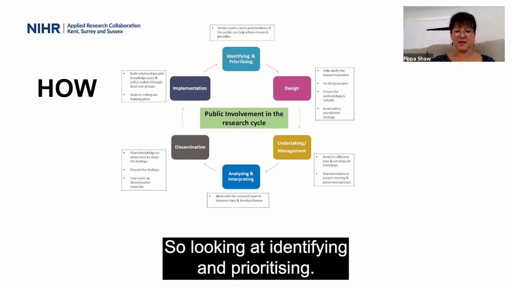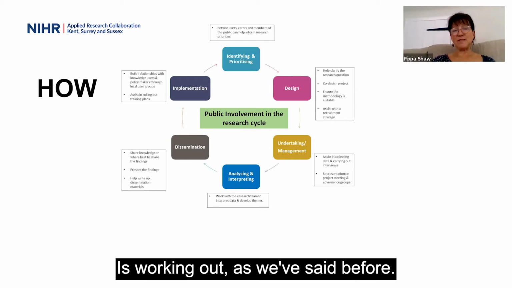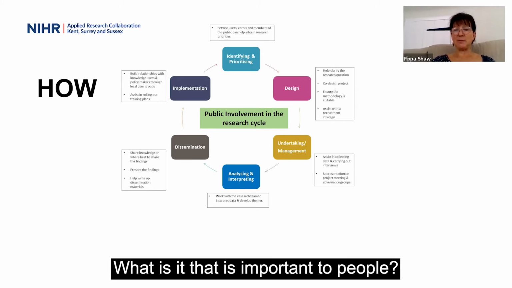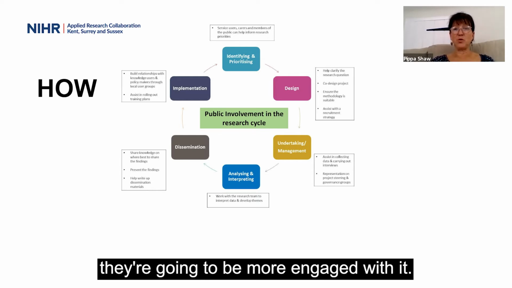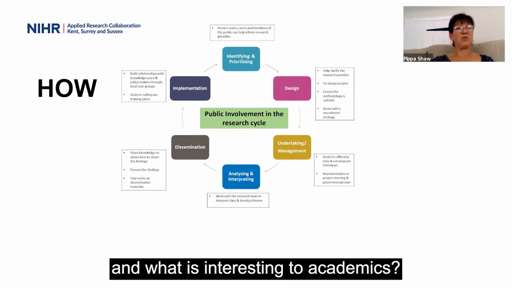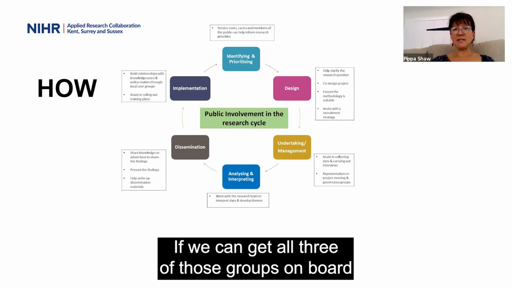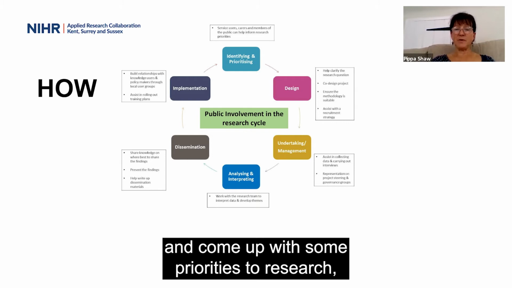So looking at identifying and prioritizing, yes, this is the best place to start, really, I guess, working out, as we've said before, what is it that is important to people? If it's important to people, they're going to be more engaged with it. What is important to providers and stakeholders, and what is interesting to academics? If we can get all three of those groups on board to discuss things together and come up with some priorities to research, that's brilliant.